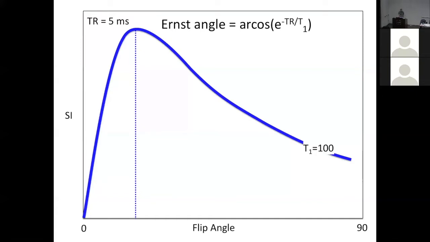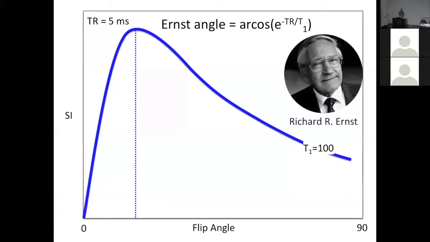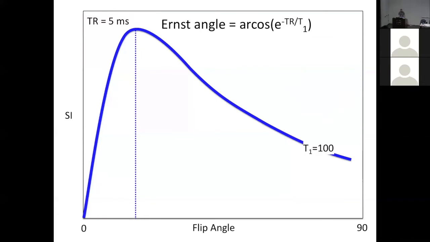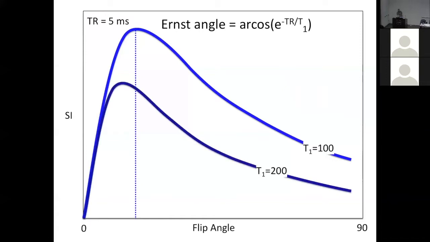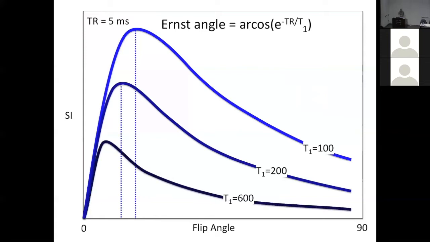So then you say, okay, well, what if the T1, oh, and this Ernst angle is named after this individual over here. So what if the T1 is not 100 milliseconds? What if the T1 is 200 milliseconds? What does the curve look like? Well, the curve looks like this. And what if the T1 is 600 milliseconds and the curve looks like this? So notice a few observations.